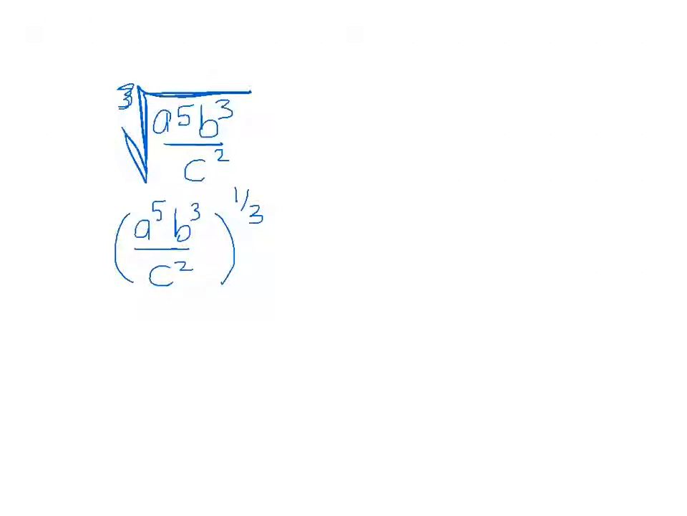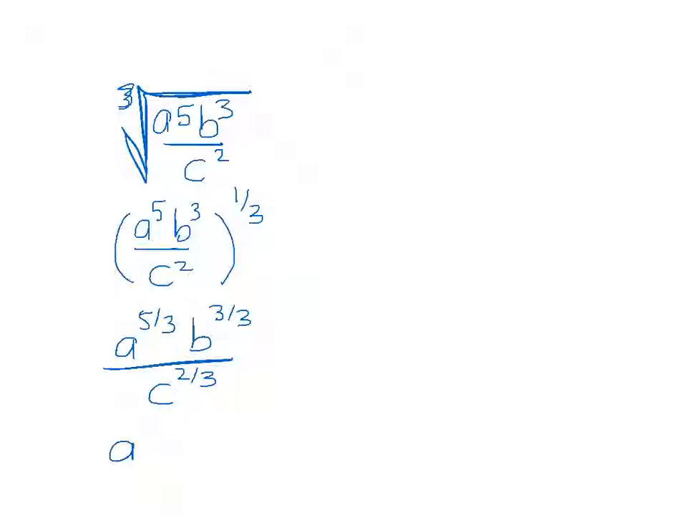Now I can use my rules of exponents. An exponent raised to an exponent is multiplication, so this is a to the 5/3 b to the 3/3 over c to the 2/3. Isn't that much better? And in fact we can go a little further.